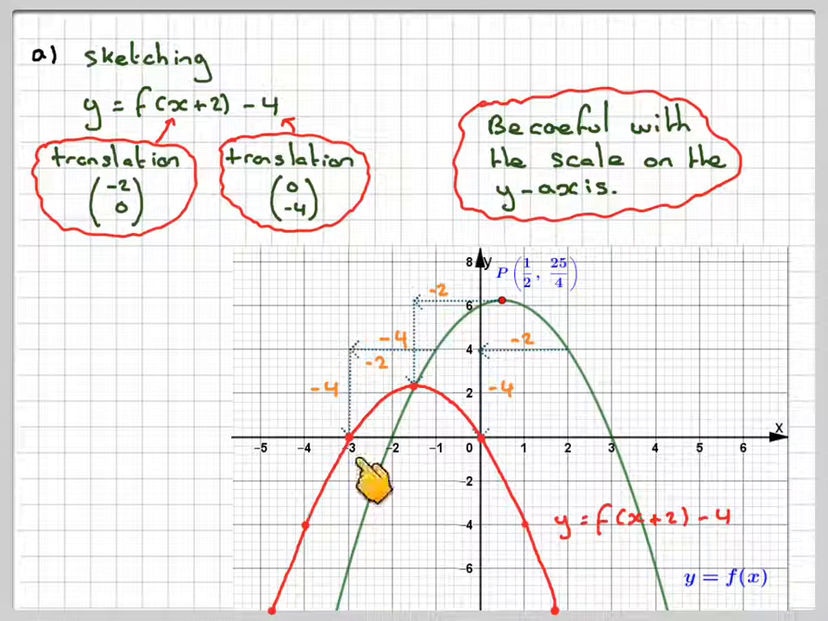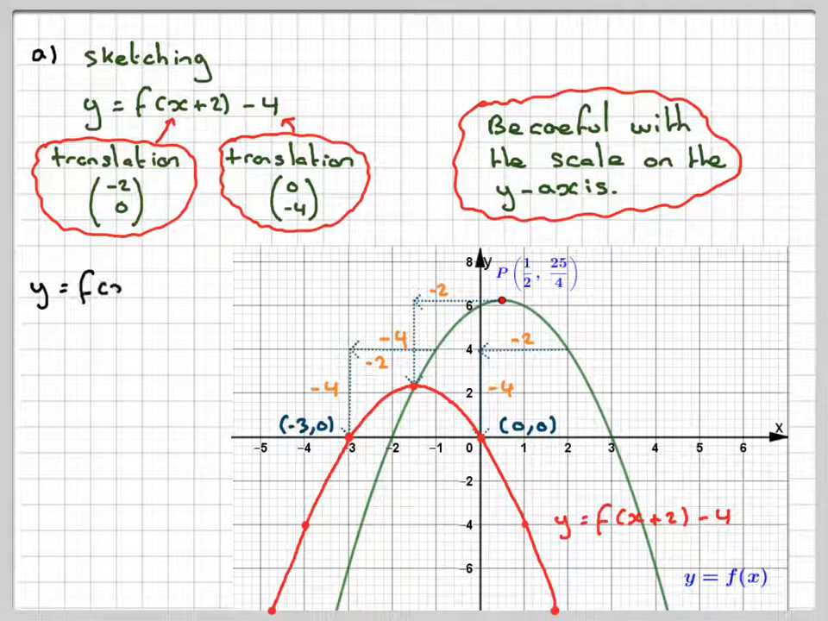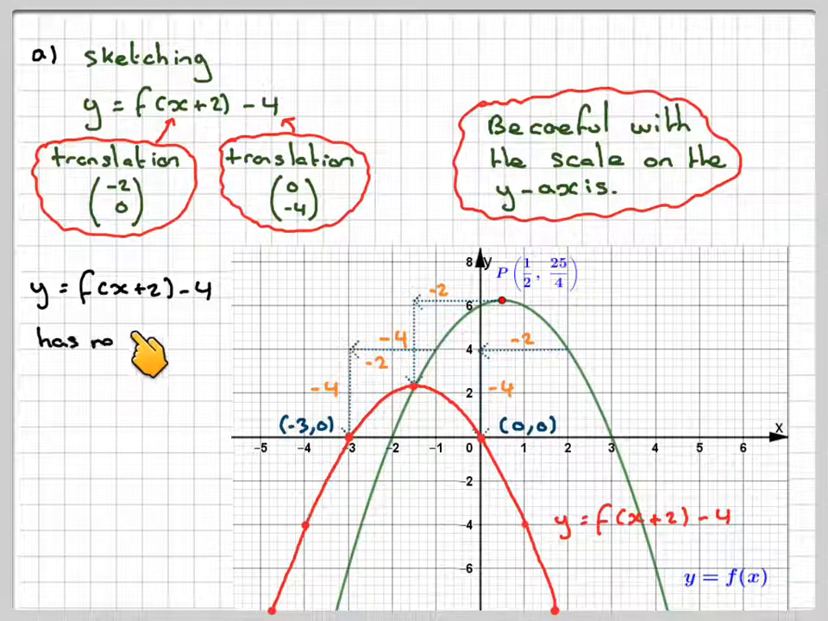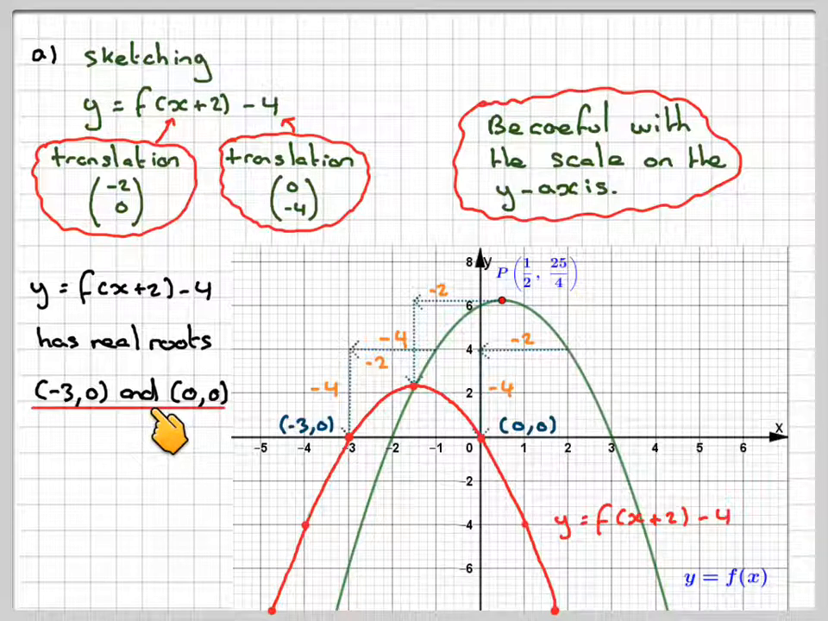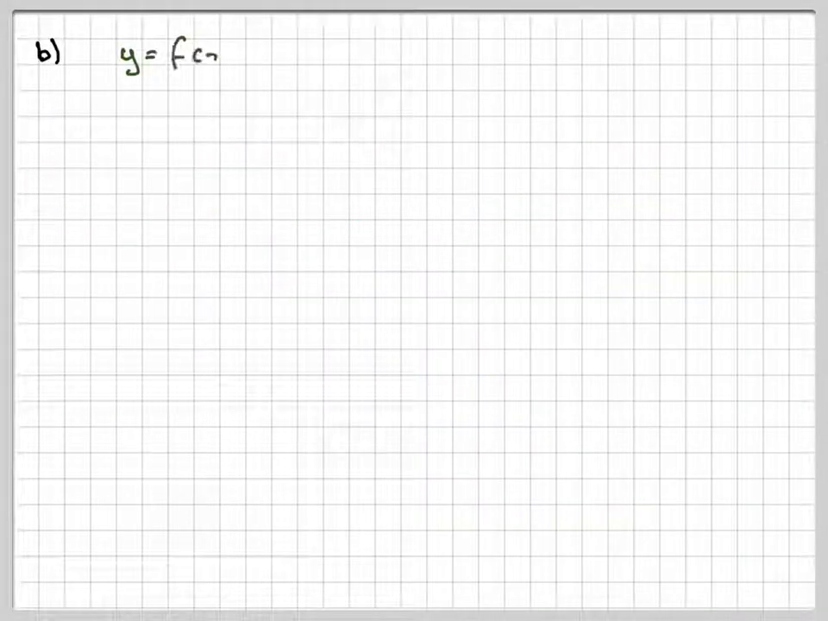We can very clearly see that it does cut the x-axis. This is what we need to determine. And these 2 points here are the roots. So we've got one root at minus 3, 0, and another root at 0, 0. So y is equal to f of x plus 2 minus 4 has real roots at minus 3, 0, and 0, 0.